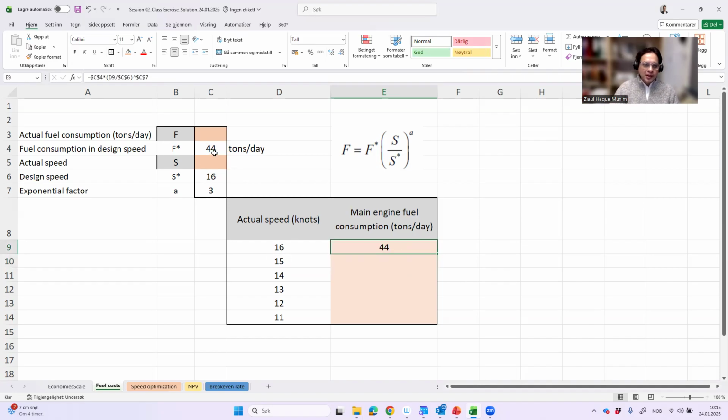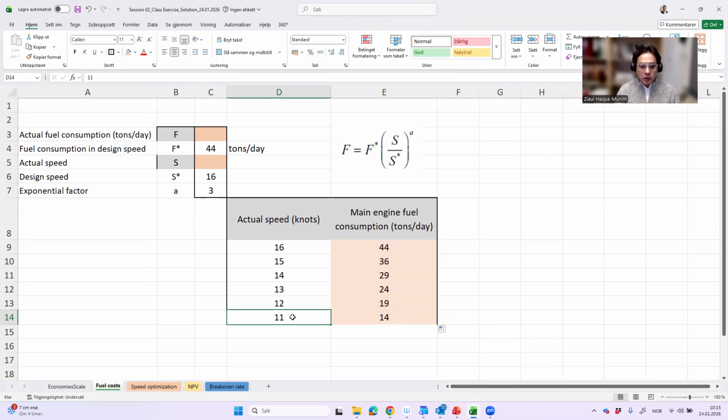So we already know that for the design speed of 16, we will have 44 tons per day of fuel consumption, which is the same as we get here. Then we just drag it down and you get all these values, right? So we have 36 at 15 knots, down to 14 tons per day for 11 knots. So that's how, using this equation, we can estimate the fuel consumption of a vessel.